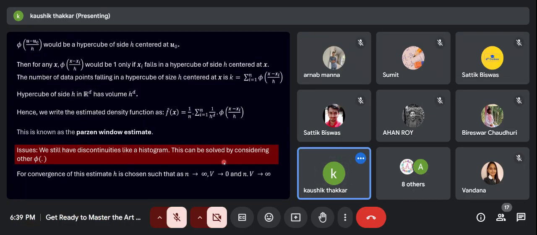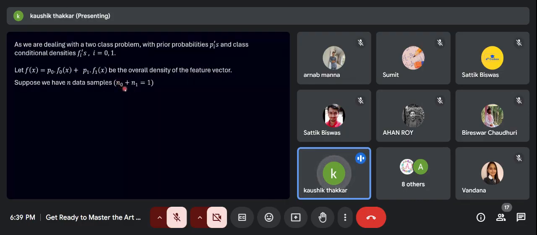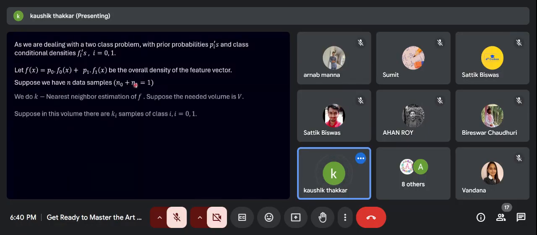So the feature vector is given by f of x. Now suppose we have n data samples, n0 and n1. So you can understand n0 is basically the number of samples belonging to class 0, and n1 is the number of samples belonging to class 1. Now to estimate f, we do a k nearest neighbor estimation procedure, right? Suppose the needed volume is v. Suppose in this volume there are ki samples of class i, right? i equals 0 and 1.